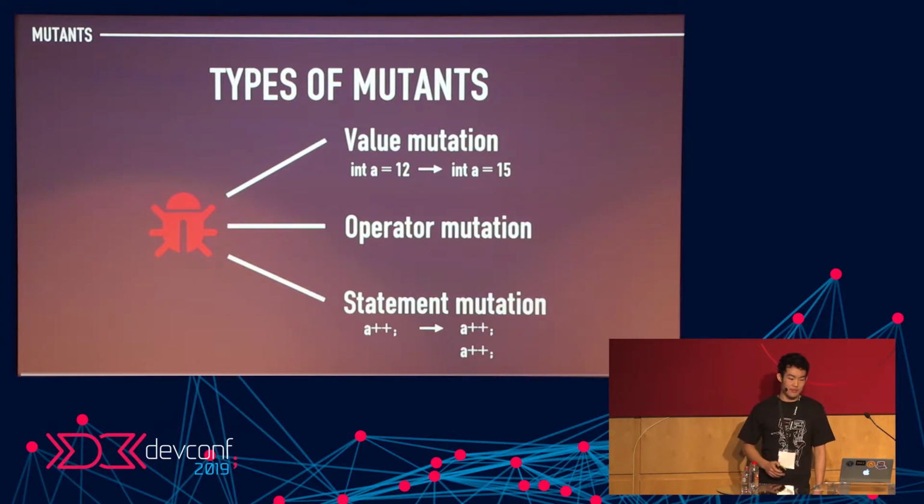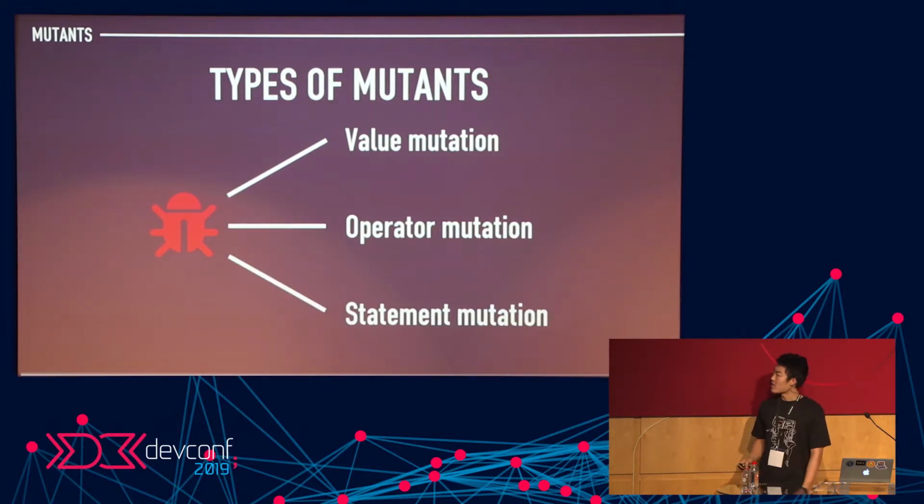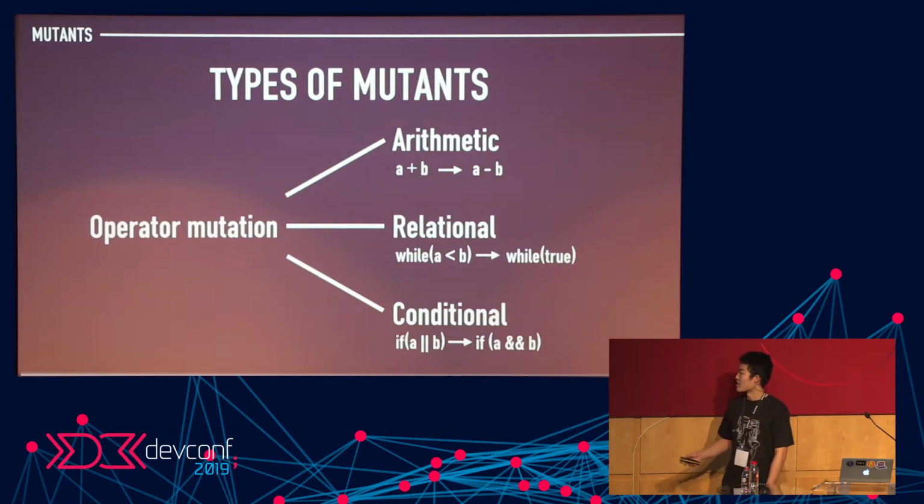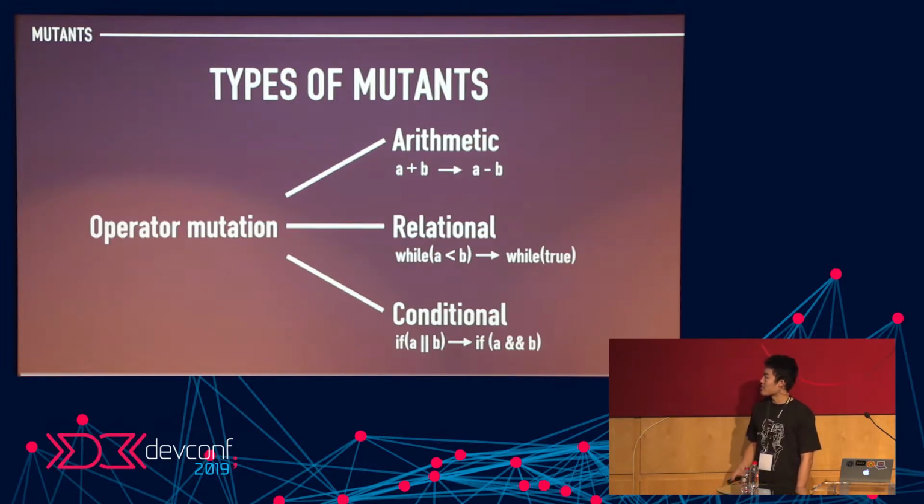There are also various options for operator mutations. Among them are arithmetic, relational, and conditional. I think these 3 are all pretty straightforward. Relational and conditional are actually pretty much the same. It's just distinguished between those relation operators that are in an if clause and those that are in while or for loops, for example.